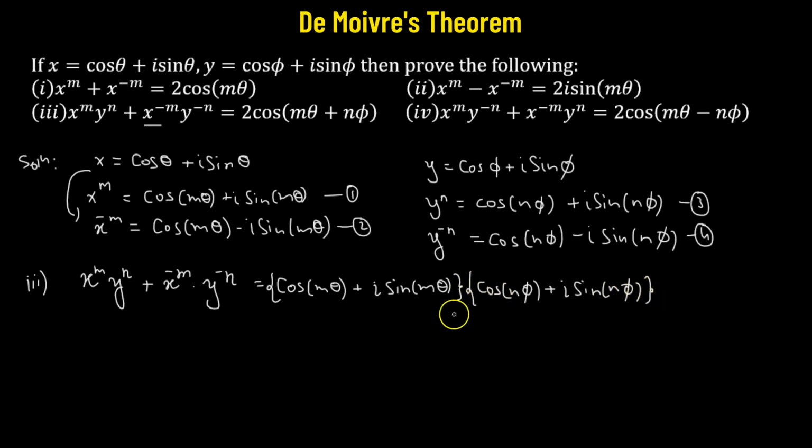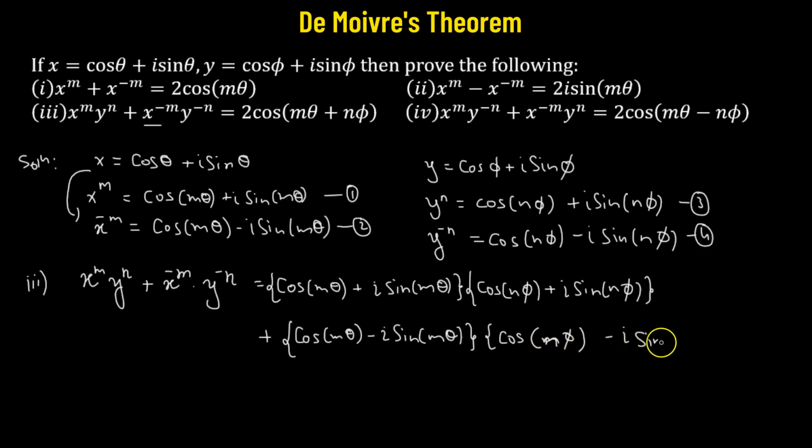Now this is multiplied, and this will now get added to y raised to the power of x raised to the power of negative m, which is cosine of m theta minus iota times sine of m theta. This will now be multiplied by y raised to the power of negative n. So here we have cosine of n phi minus iota times sine of n phi. Right. So let's further simplify this.